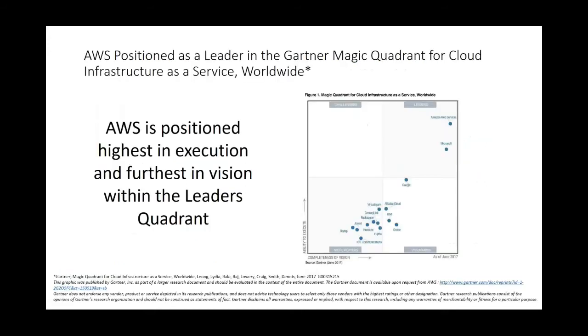So coming back to AWS, this is the Gartner Magic Quadrant slide. Gartner is an industry research organization that studies how the vendors have been set up, and in that Magic Quadrant, Gartner says that AWS is positioned highest in execution and furthest in vision within the leaders quadrant, which is on the top right corner. So it's a testimony that the customers have trust in us and continue to use and benefit from the services.